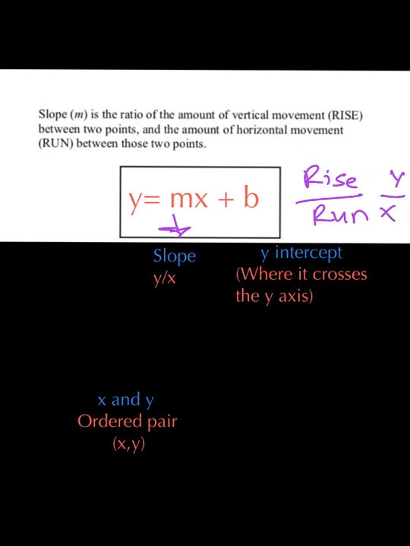All right, b stands for the y-intercept, so it's simply where it crosses on the y-axis, and x and y will be your ordered pair, or a point from the graph.